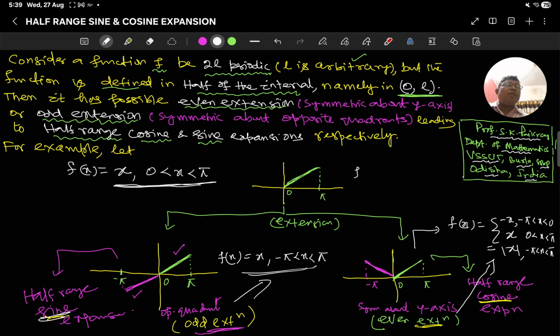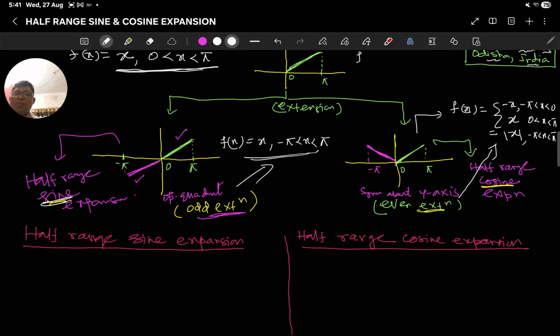Okay, so let me write the half range sine and cosine expansion. Now coming to the formula for half range sine and cosine expansion. As I have told you, let f(x) be defined in 0 to L, half of the interval.